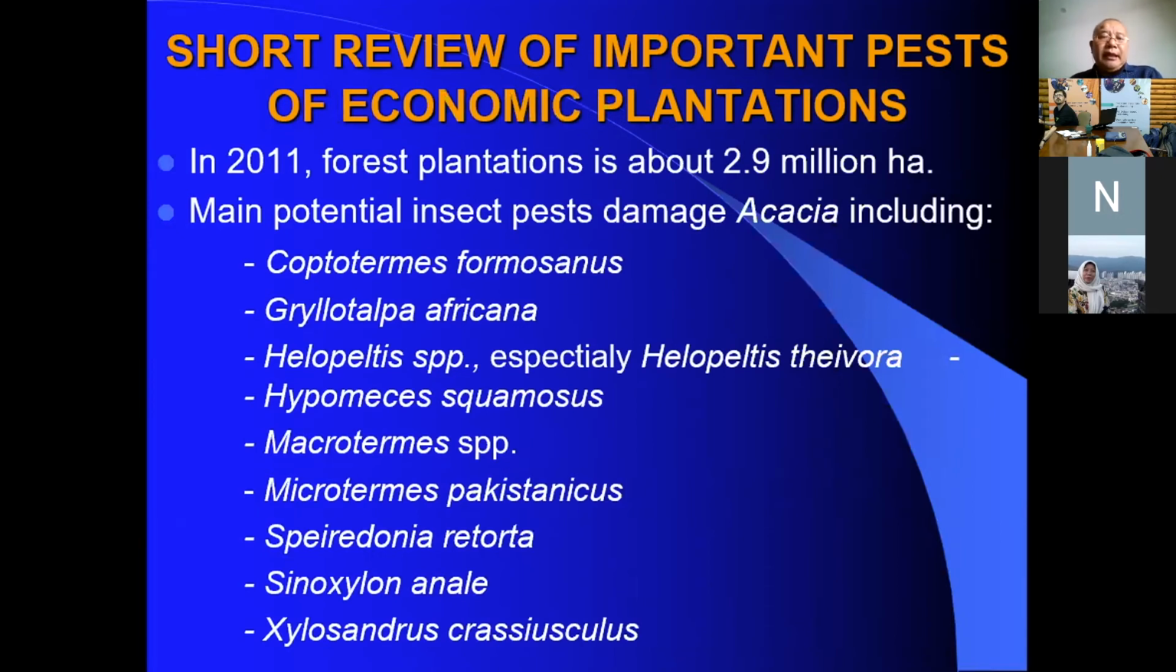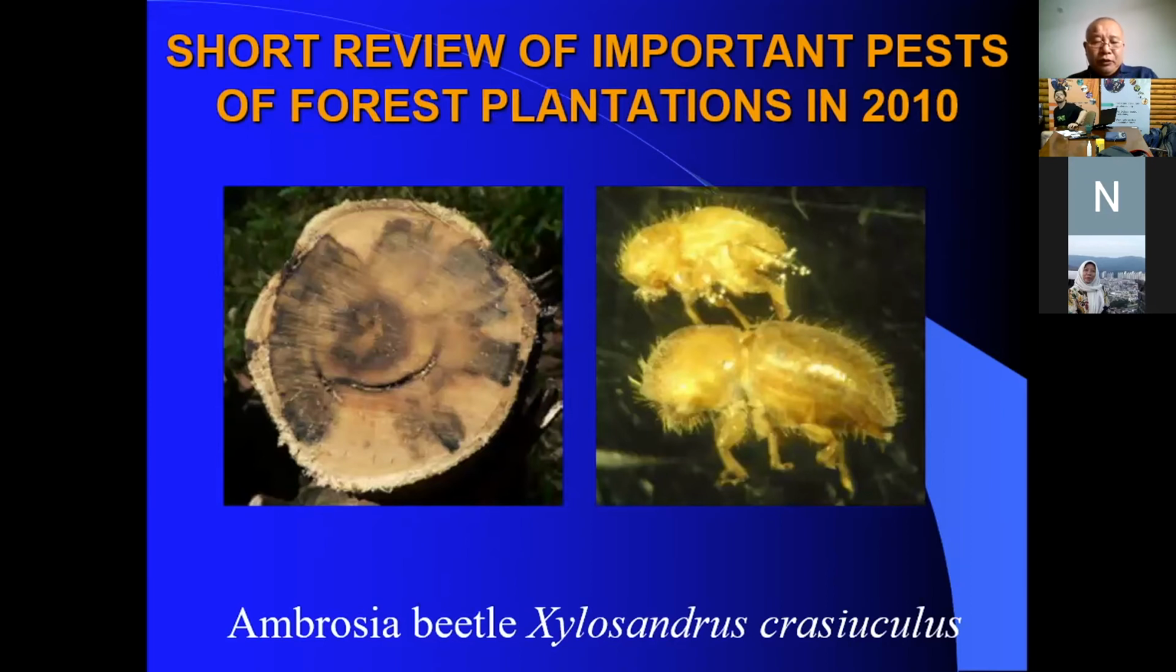The potential insect pests damaging acacia include Coptotermes formosanus, Glyptotermes africana, Helopeltis spp, especially Helopeltis theivora, like in Indonesia, Hypomeces squamosus, and the termites Macrotermes and Macrotermes pakistanicus, and Spodoptera, Xylosandrus. Here is a picture of the ambrosia beetle, a potential insect pest attacking the economic plantation in Vietnam.